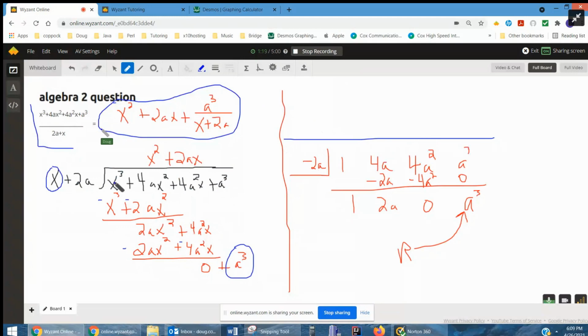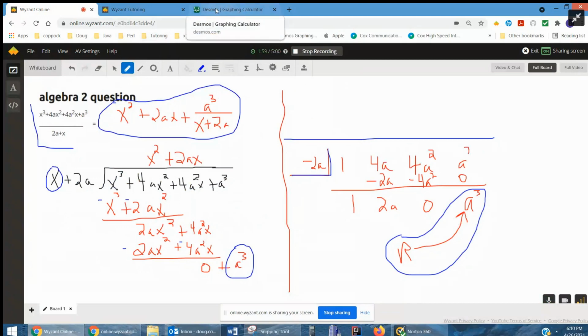And here's the way to do it with synthetic division. We write the coefficients of the dividend as 1, 4a, 4a squared, and a cubed, constant term. And if we're going to divide by x plus 2a, that means we put negative 2a in this little box right here. And by synthetic division, we bring down that first coefficient, multiply and add. Negative 2a times 2a is negative 4a squared. Add, we get 0. Multiply, there's our remainder again. So we get the same result whether we use synthetic division or long polynomial division.